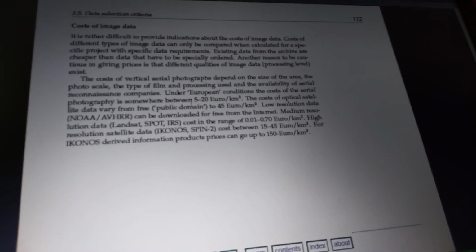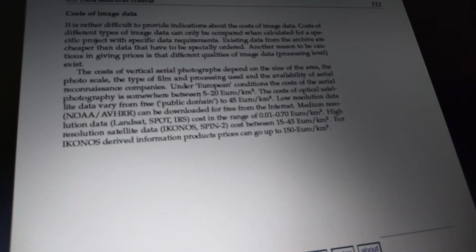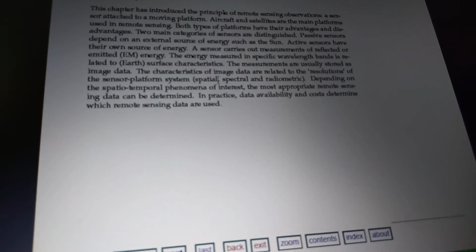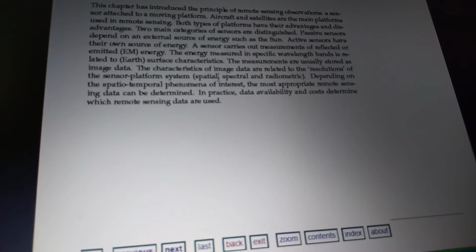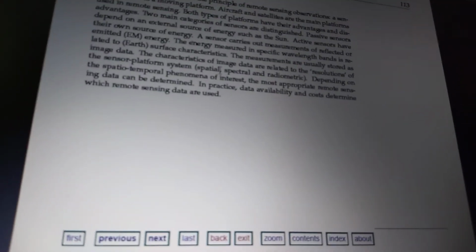Regarding each and every system, the cost is a very important parameter. In this case also, it is rather difficult to provide indications about the cost of the image data, and depending upon the cost, we can identify several classifications of the image data. So in this particular chapter, the active sensor, passive sensor, as well as the image data characteristics, we may find different topics, and these topics are very useful for remote sensing purposes.